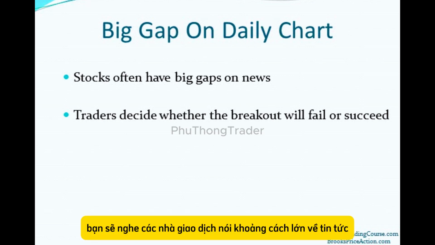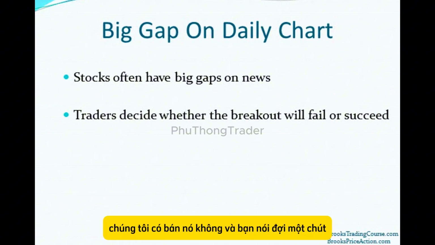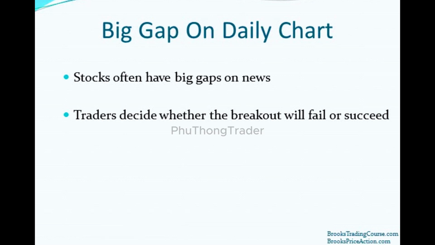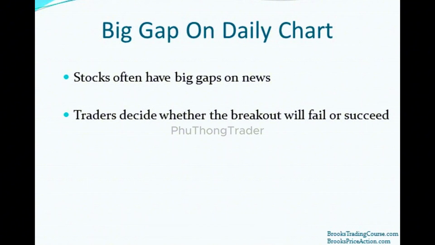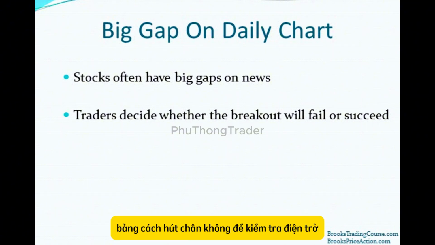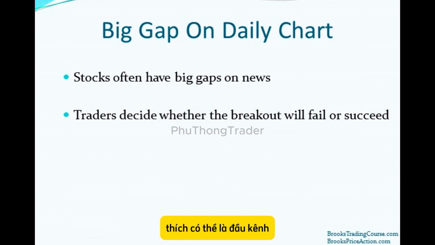You'll hear the traders say, big gap up on news, do we sell it? And you're saying, wait a minute, why are they talking about selling a big gap up? Shouldn't they only be talking about buying? Not necessarily. They'll look at the big picture. They look at all the bars to the left. If the market is in a very strong bear trend, they'll assume that the breakout is just a buy vacuum up to test resistance, like maybe the top of a channel, and they'll look to sell.